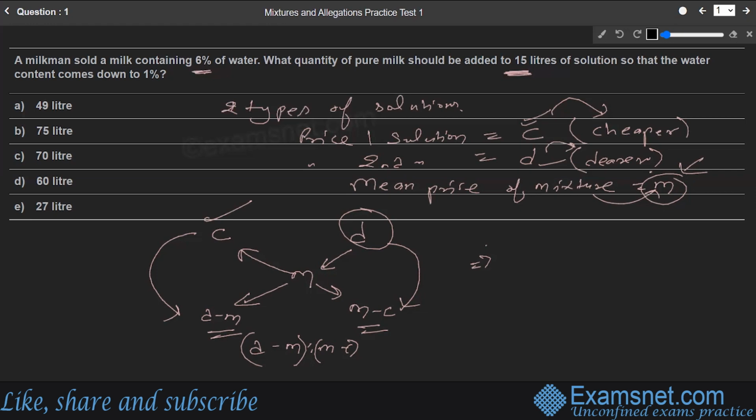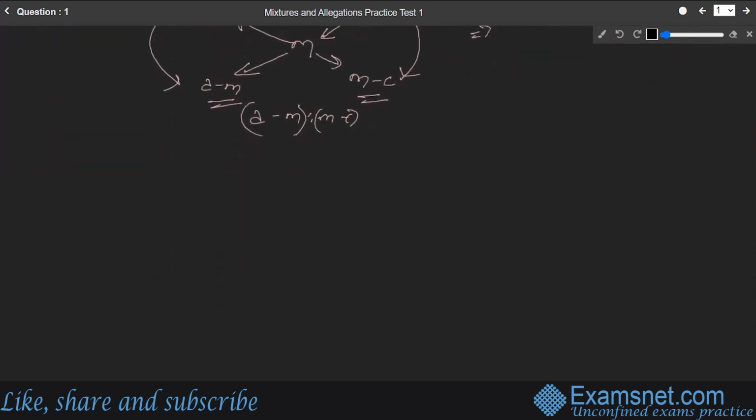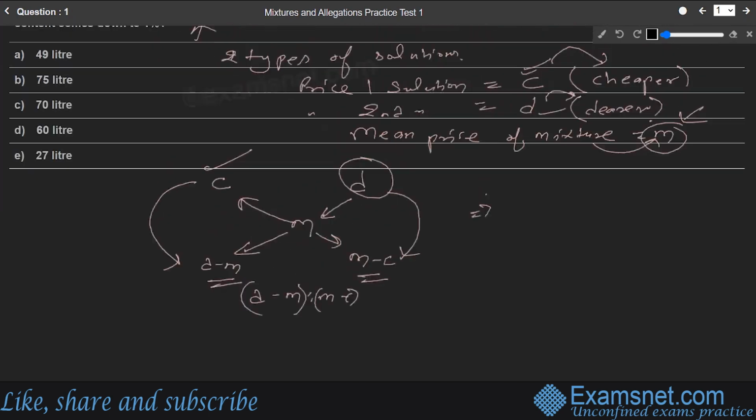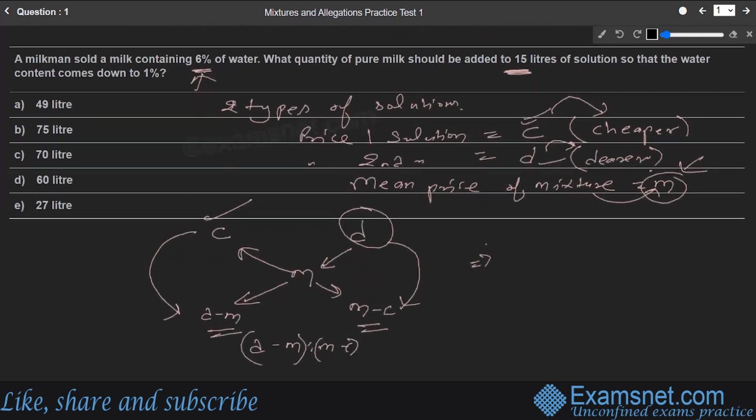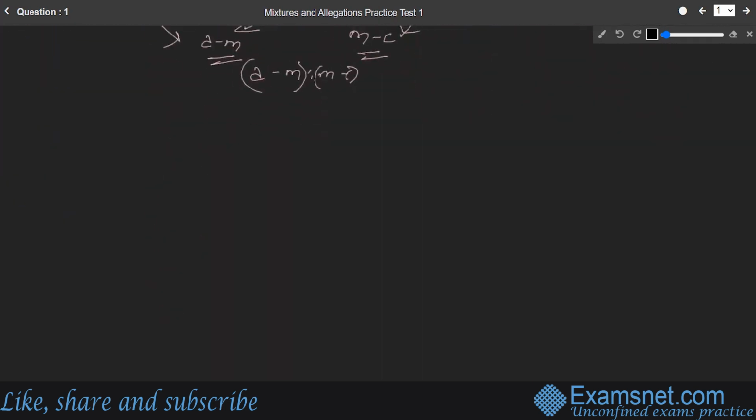What is that question? A milkman sold milk containing 6% of water. So we can have two solutions, as there is 6% of water in it. If there is 6% of water, then there has to be 100 minus 6, that is 94% of milk over there. What quantity of pure milk should be added to it? The pure milk will have 100% milk. So we have got the first solution which has 6% of water. So how much will be the milk quantity? Milk quantity will be 100 minus 6, that is 94% of pure milk in the first solution.